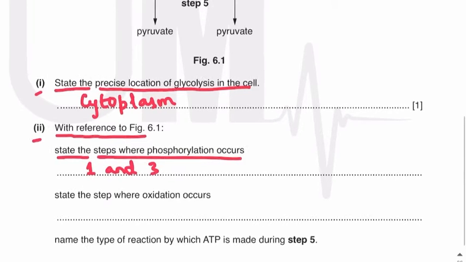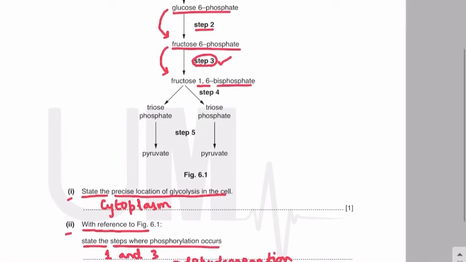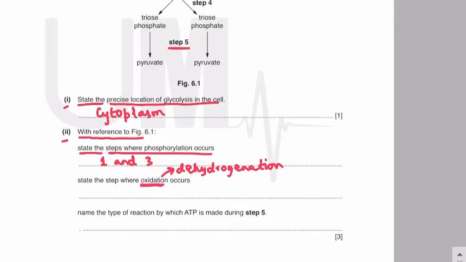Okay, state the step where oxidation occurs. So guys, oxidation means dehydrogenation. So dehydrogenation is also known as oxidation. Dehydrogenation is the removal of hydrogens, and so is oxidation. So we have the knowledge that whenever triose phosphate is converted to pyruvate, during this step, triose phosphates are dehydrogenated, or there is oxidation of triose phosphate. So in step 5, TP are oxidized or they are dehydrogenated.